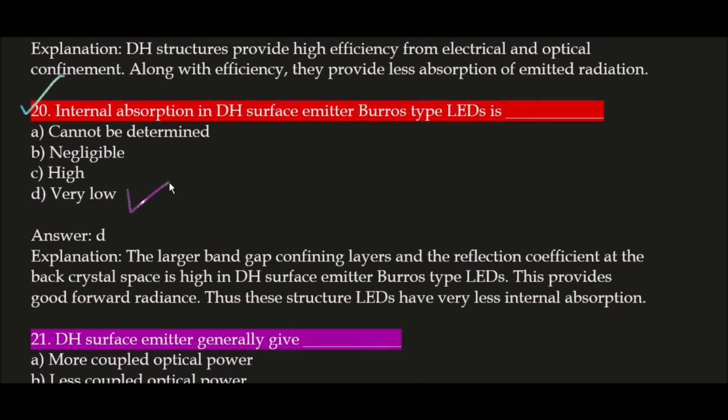Next question. Internal absorption in DH surface emitter Burrus type LEDs is, correct answer is option D, very low, because of the larger band gap confining layers, and the reflection coefficient at the back crystal face is high in DH surface emitter Burrus type LEDs. This provides good forward radiance, and thus these LEDs have very little internal absorption. Okay.